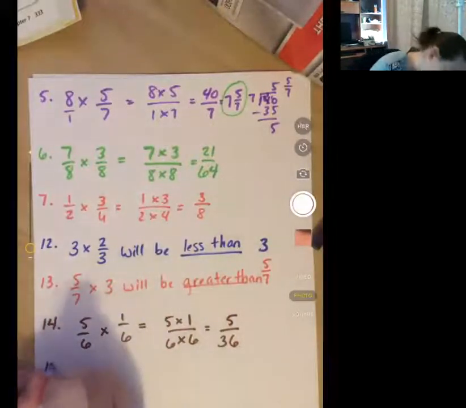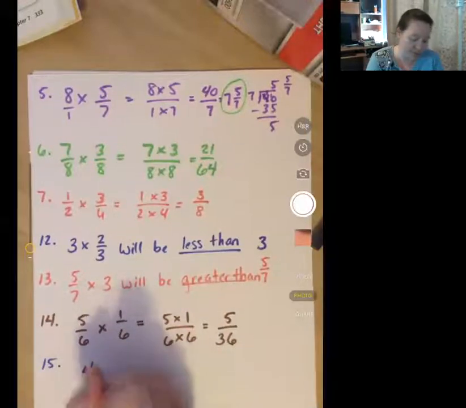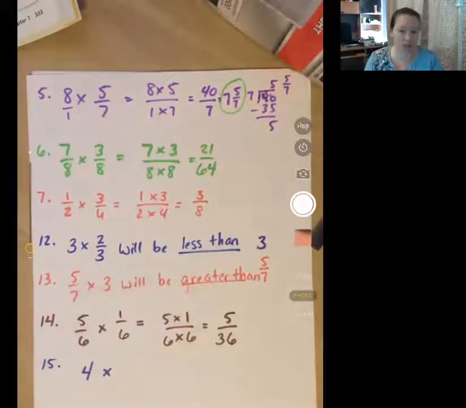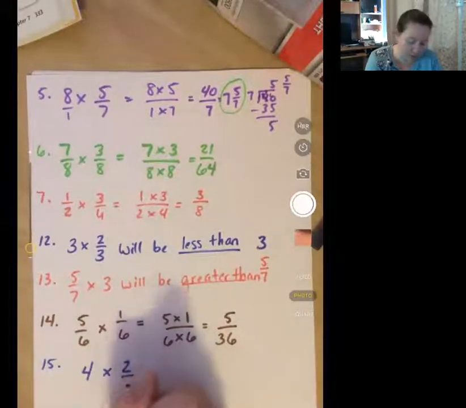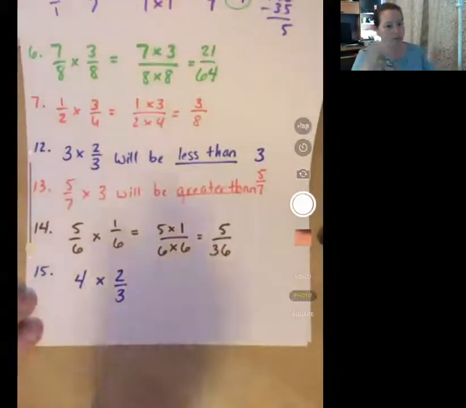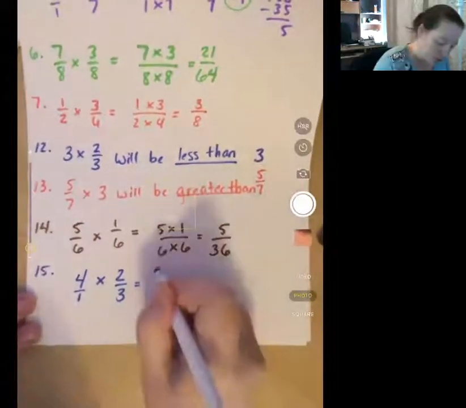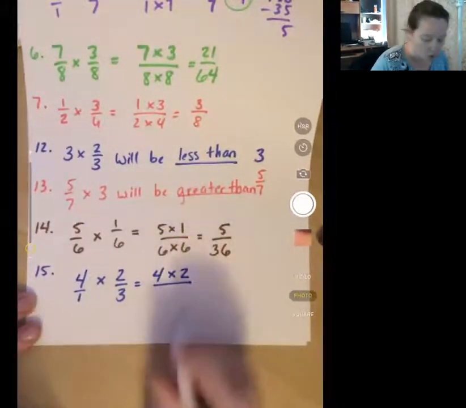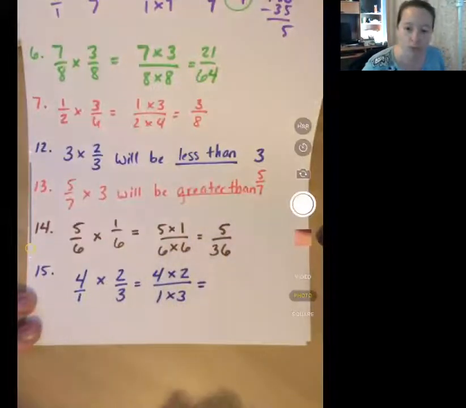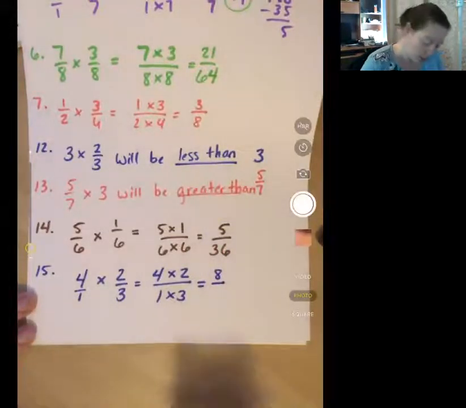Number 15. Everett and Marie are going to make fruit bars for their family reunion. They want to make 4 times the amount the recipe makes. If the recipe calls for 2/3 of a cup of oil, how much oil are they going to need? So we are at 4 times 2/3. Let me move this up. We have an invisible 1 underneath the 4, and we're going to go straight across. 4 times 2 over 1 times 3. 4 times 2 is 8 over 1 times 3, which is 3.